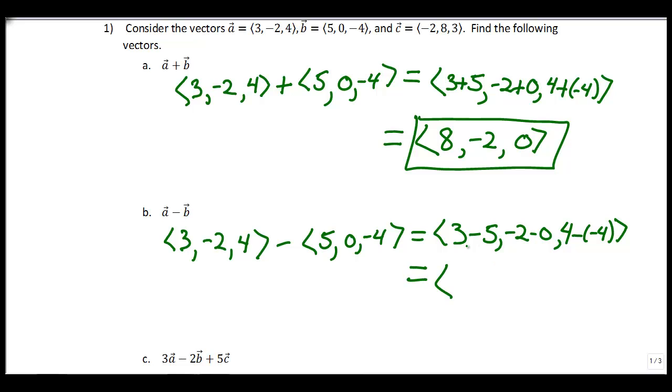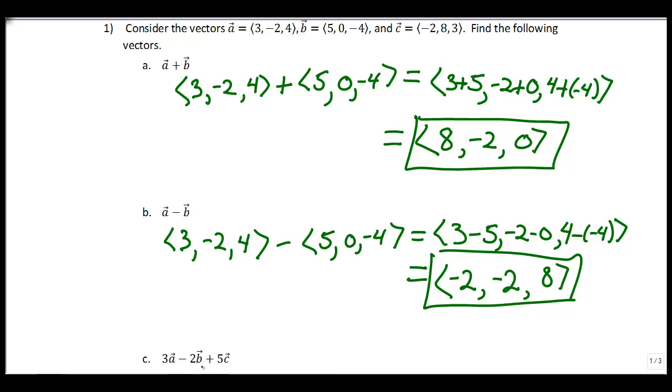Okay, and then we want to do the arithmetic. 3 minus 5 is negative 2. Negative 2 minus 0 is also negative 2. 4 minus negative 4, that's 4 plus 4. That would give us 8. So A minus B is negative 2, comma, negative 2, comma, 8.